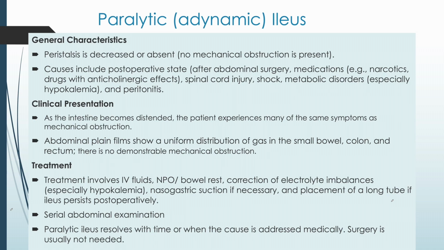The abdominal plain film that we tend to get first shows a uniform distribution of gas in the small bowel and the colon and the rectum, right? Because there's no complete obstruction. It's just the gut's kind of sleepy. It just doesn't move things like it's supposed to, but it's not physically obstructed.